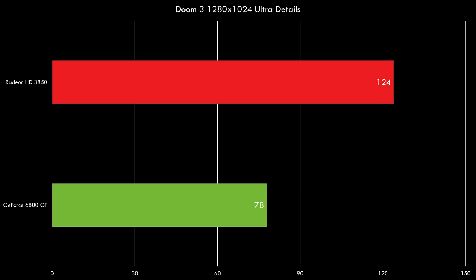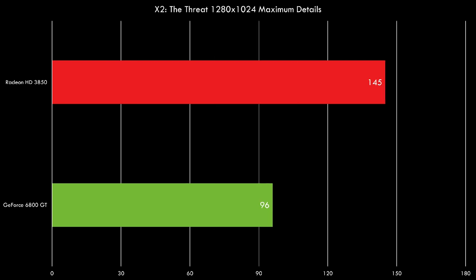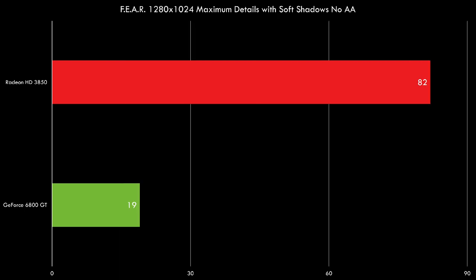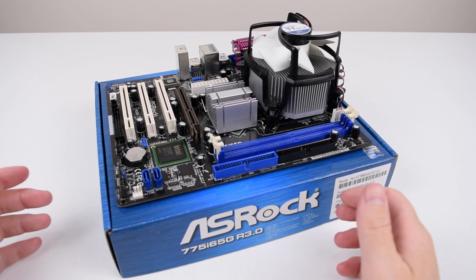And here the 3850 can really show its potential. Moving on to Doom 3, and that's a game where the 6800 GT really shines. It's an NVIDIA card. They run Doom 3 really well, but even here, the 3850 is a lot faster. Moving on to X2: The Threat. Once again, we can see the 3850 being way in front. And look at that, F.E.A.R. at 1280 by 1024. Only 19 FPS on the GeForce 6800 GT. So that's a game that is just too demanding for this type of video card, whereas the 3850 pumps out 82 FPS.